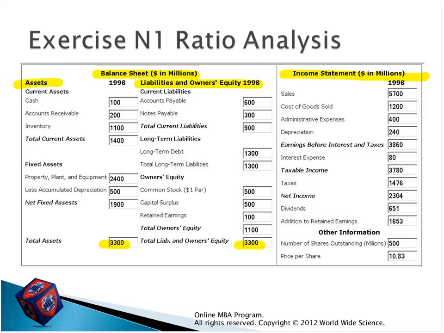Under assets there are the current assets: cash, accounts receivable, inventory. Under fixed assets: property, plant, equipment, less depreciation. What else? Under liabilities, we have accounts payable, notes payable, some long-term debts. And under equity, we have common stock, which means the shareholders' capital. As well, we have capital surplus, some additional profits, and some retained earnings. These are all the items. These are familiar to you.